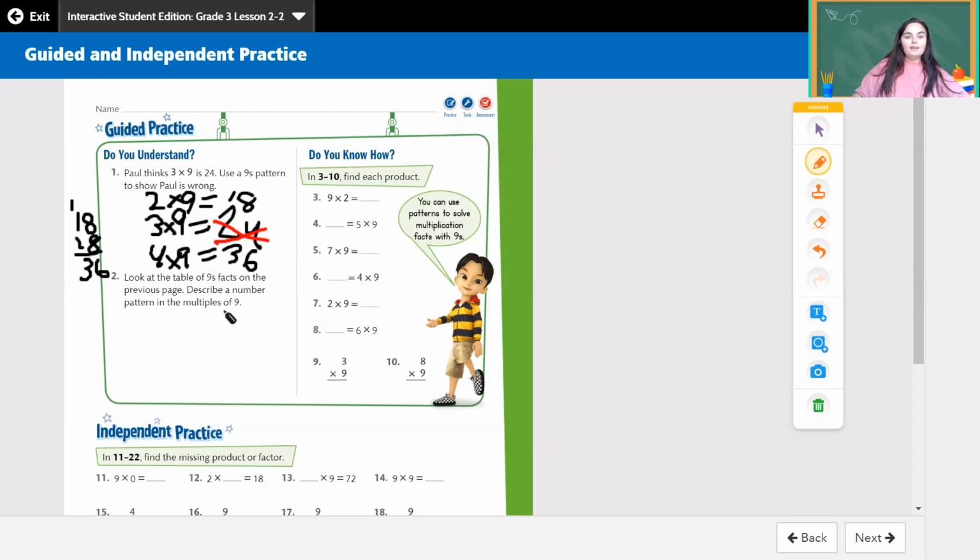Okay? Then it's going to ask you to look at the table of 9 facts we just talked about on our last page, so page 46, I believe. It says, look at the table of 9 facts on the previous page. Describe a number pattern in the multiples of 9. Well, like I said before, they're all 9 apart. They also have their digits, when put together, equal 9. So, for example, 36, 3 and 6 put together would equal 9. 8 and 1 put together would make 9. You'll find that as a common pattern throughout the entire 9 multiplication fact table. Okay?